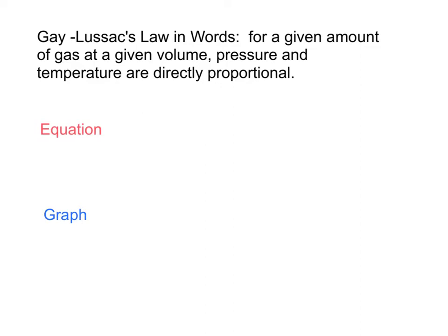So Gay-Lussac's law in words would be, for a given amount of gas at a given volume, pressure and temperature are directly proportional. So this means volume is held constant, so the container needs to be rigid. In an equation, this is going to look very similar to Charles' law, except instead of V over T, this equation has P over T, and that's equal to a constant, so we'll call this one K3.